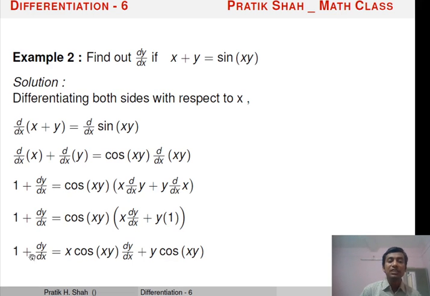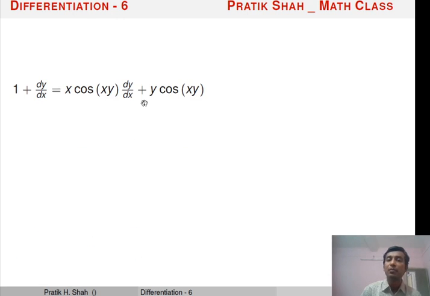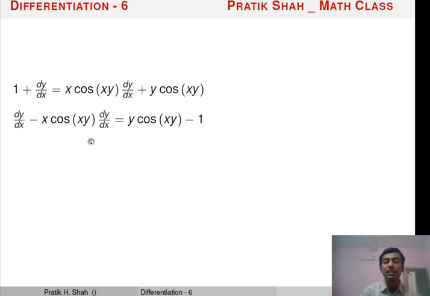Now this term will be repeated in the next slide. This is the same term that was in the previous slide. The differentiation process is over here. So finally we have to collect all the terms containing dy by dx on one side and the other terms on the other side. So we will take this term on the left hand side and the other on the right hand side, which is done here.